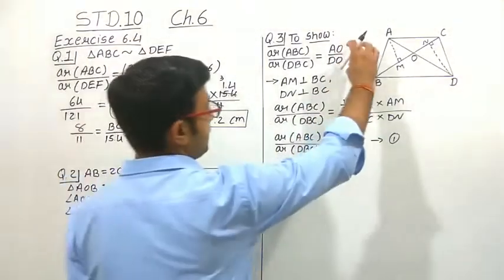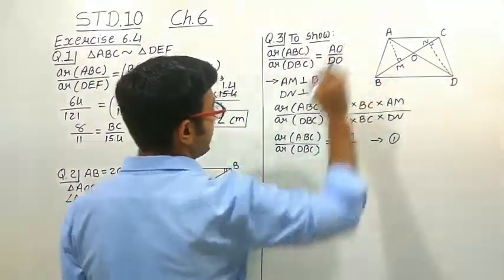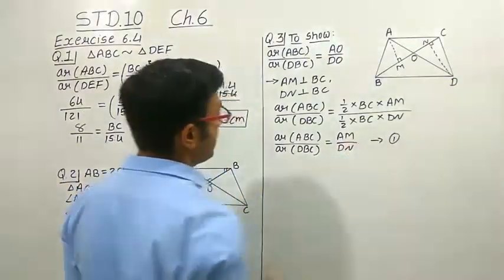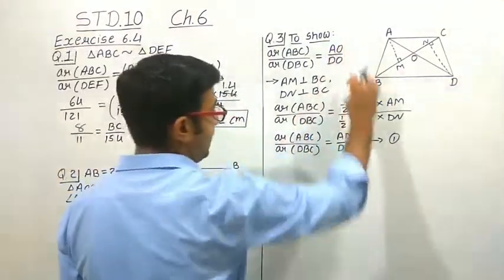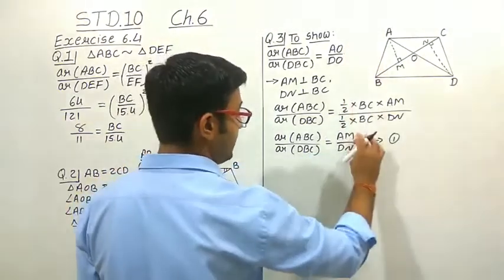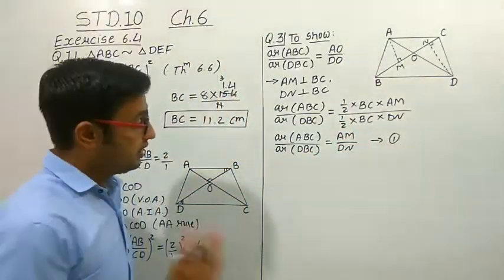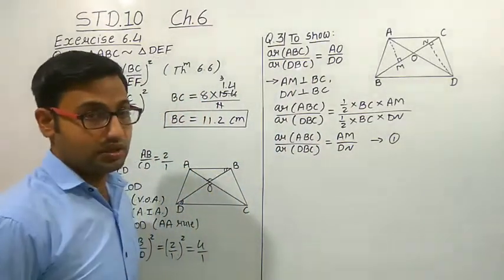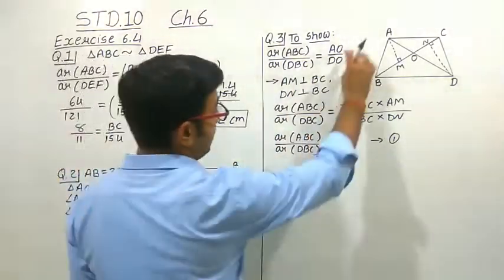See, here we have to prove that this ratio is equal to AO upon DO. Here we get the ratio AM upon DN. So if anyhow we can equate these two ratios, AO upon DO is equal to AM upon DN, then by comparing these two, we can get the required result. But how can we compare them?